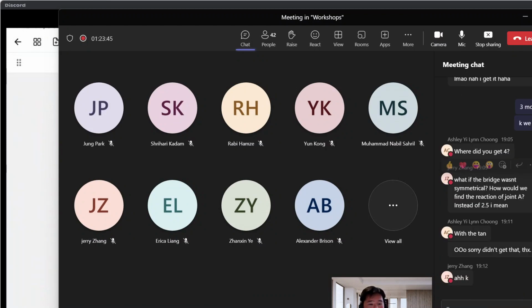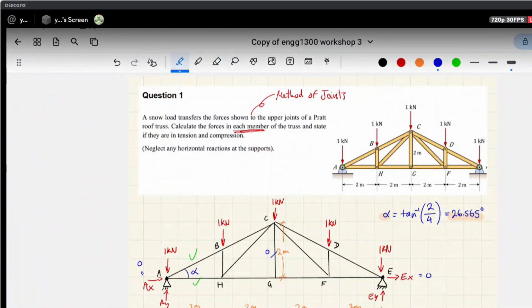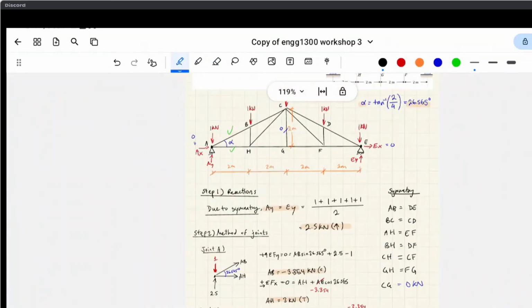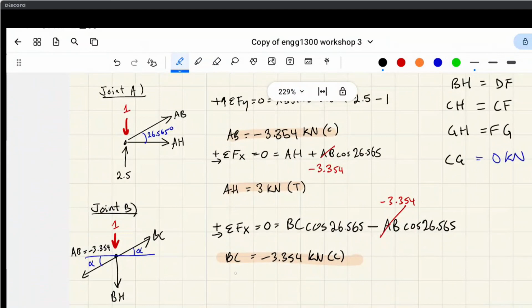You'll usually get a pin and a roller, so it'll be simply supported. It won't be a simply supported beam, but this would be called a simply supported truss, right? Okay, we're going to continue.